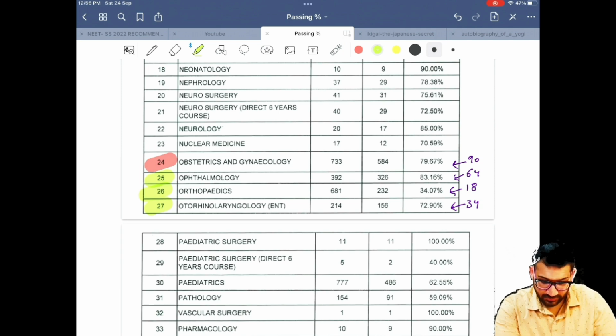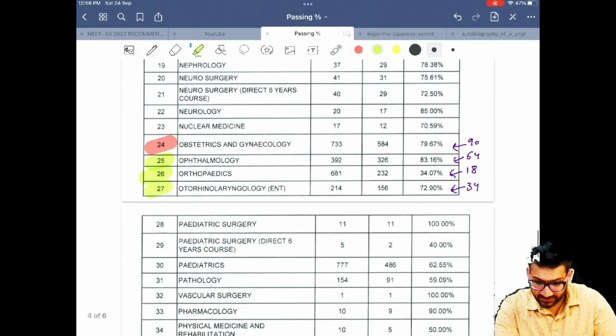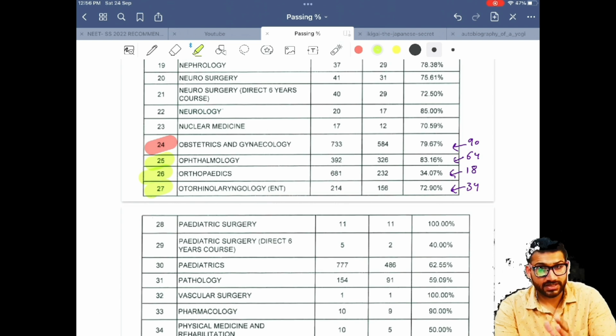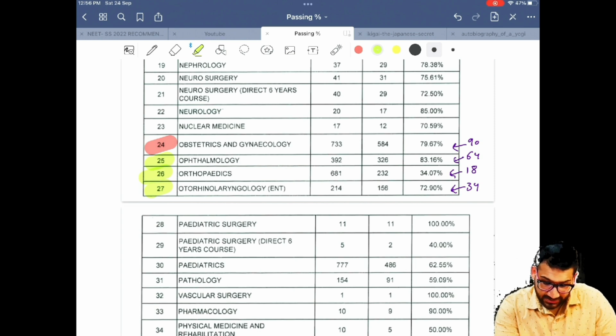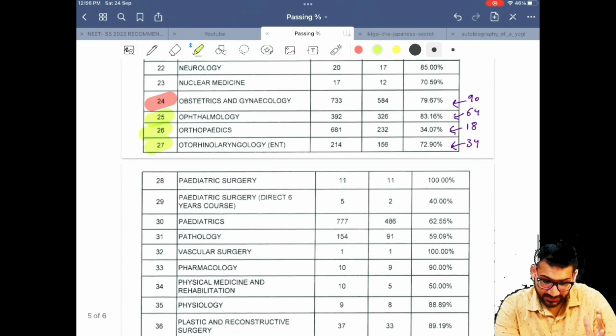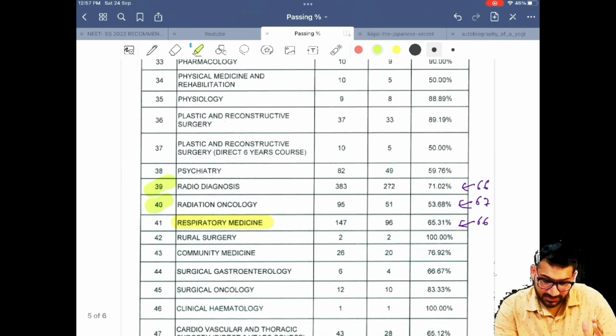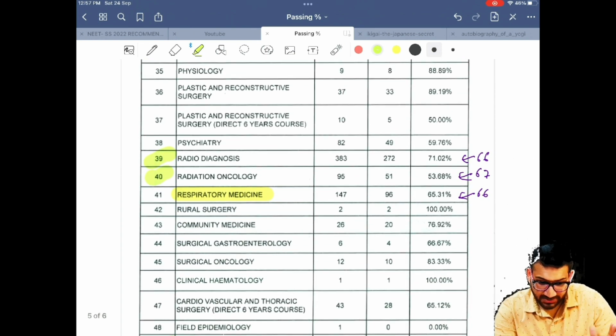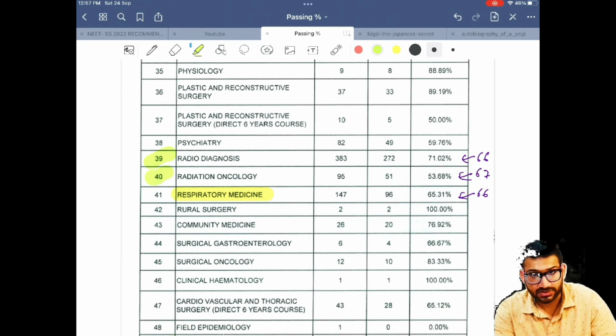In ophthalmology, orthopedics and ENT, there is a significant increase. For example, in orthopedics, passing percentage has increased from 18% to 34%. And in ophthalmology, it has increased from 64% to 83%. And in ENT, it has increased from 34% to 72%. So here is a good thing. In maximum number of subjects, the passing percentage is increasing in theory.